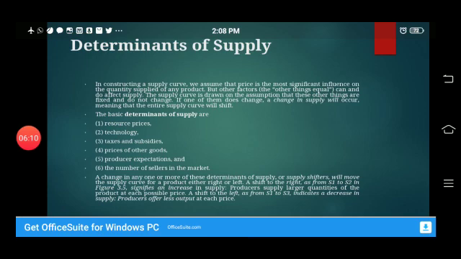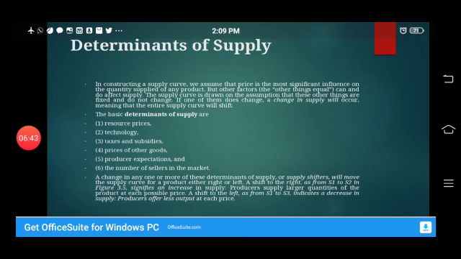So when the cost of production has increased, the profit motive will decrease, so they will supply less. And subsidies are the opposite of taxes. Subsidies mean that the government is giving some amount, some help, to the suppliers. So it is a positive thing. With the help of this, their cost of production will decrease, their profit will be high, and they will supply more.